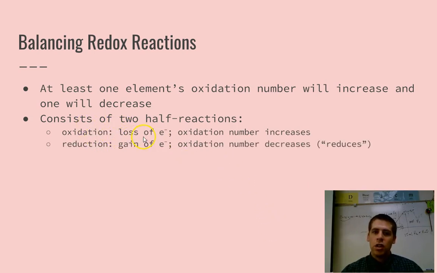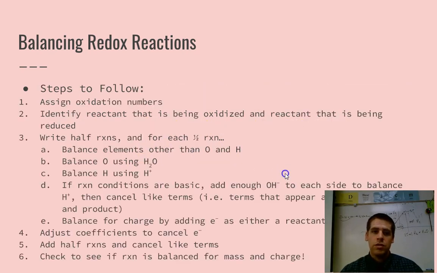Again, oxidation is loss of electrons, right? OIL RIG. Oxidation is loss, reduction is gain. And so because we're losing negative particles, if you're losing electrons, the oxidation number actually goes up. And if we're gaining electrons, the number decreases, or it gets reduced.